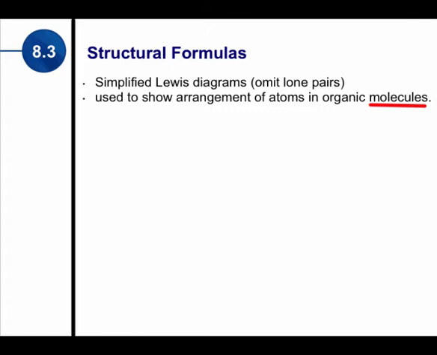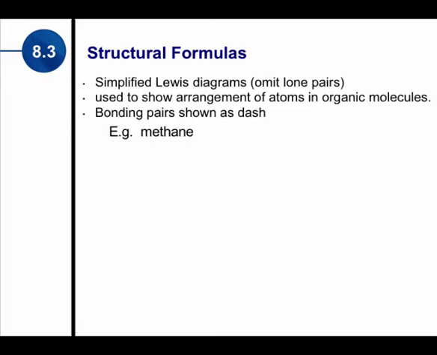And as these atoms are arranged together, they are going to bond together, and any of the bonding pairs are going to show up as a dash. Now what does that mean? Let's look at an example here, and let's choose one of the simplest types of organic molecules, methane. Now the symbol for methane is CH4.